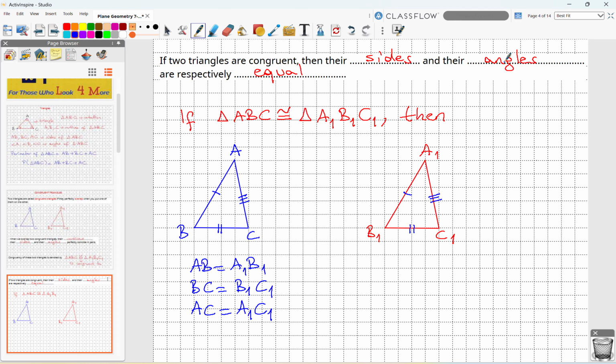And also their angles are respectively equal. So angle A is equal to angle A1, angle B is equal to angle B1, angle C is equal to angle C1. Okay?